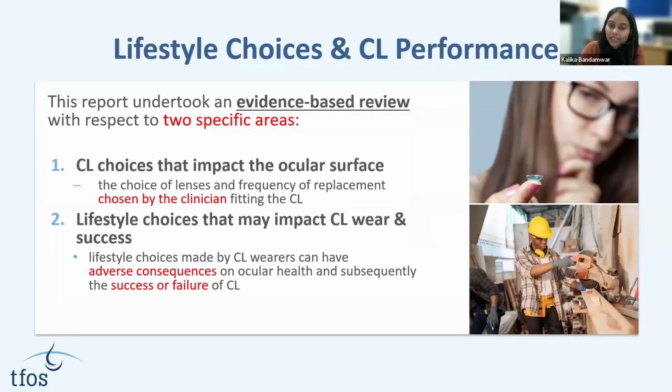This particular report is split between two major segments, and they are associated with contact lens choices that impact the ocular surface and lifestyle choices that may impact contact lens wear and success. Now, the choices that impact ocular surface are typically the ones that are influenced by clinicians, such as a patient comes to me and I fit them with a contact lens, knowing their history and preferences, and I say, well, a monthly disposable lens may be a good fit for your requirements.